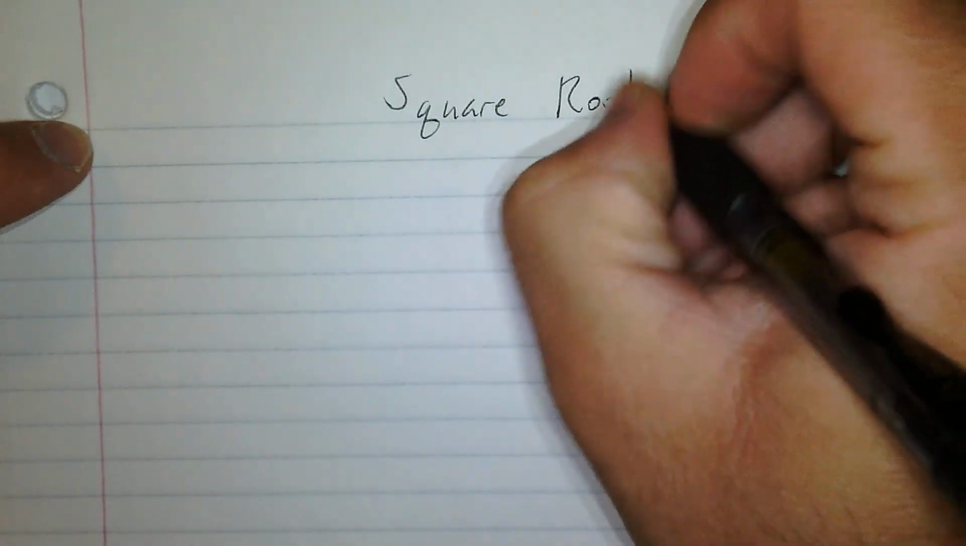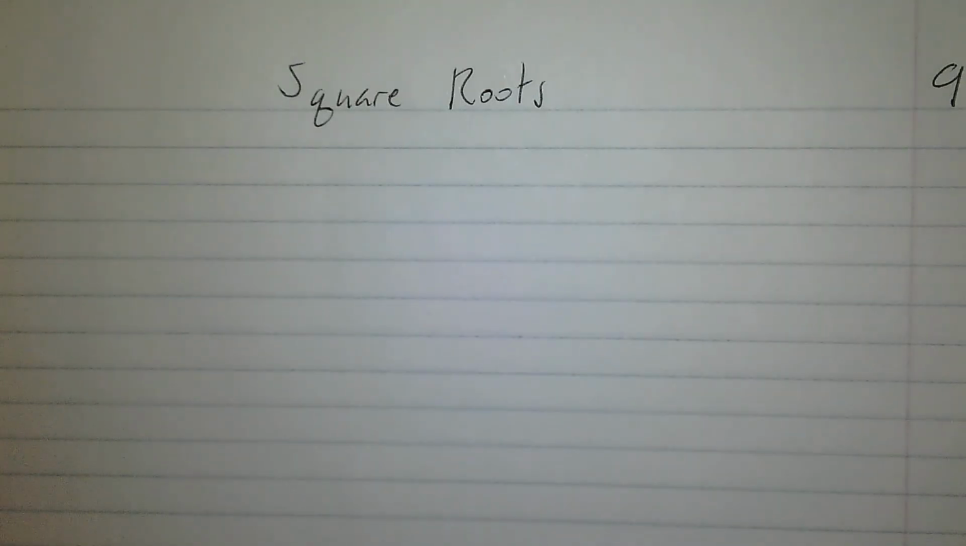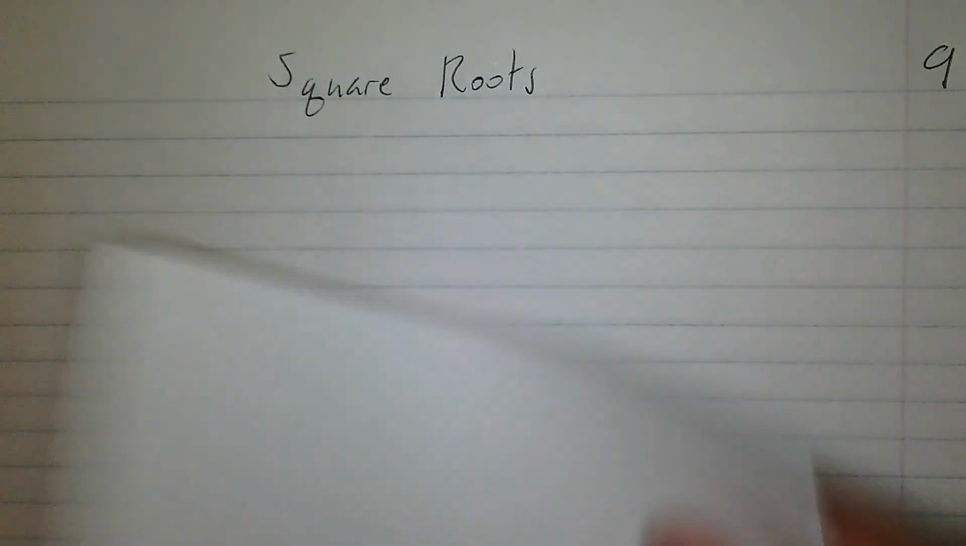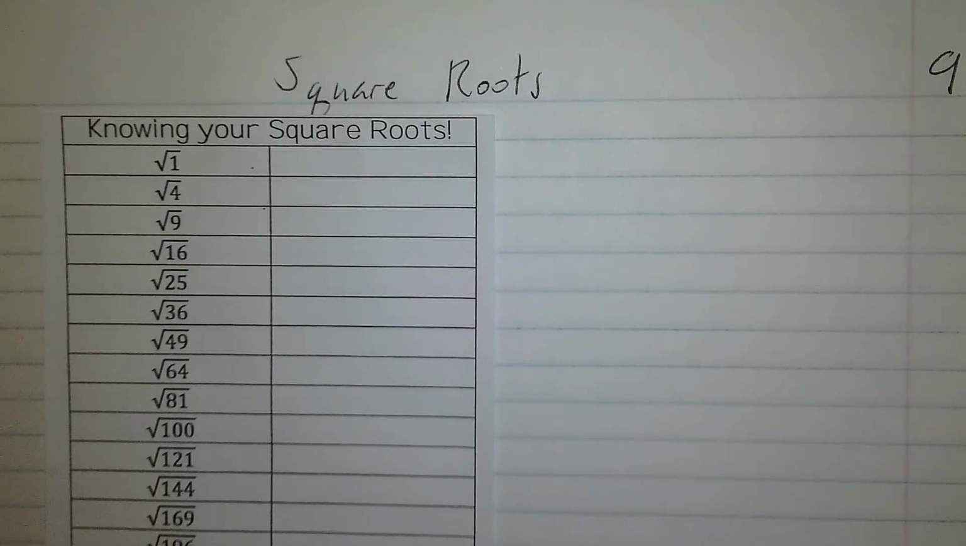Now, just like the page before, we're going to set up our notebook exactly the same way. Title it Square Roots. Page number 9. Take this, put glue on it, and then put it right here. Alright, now that I have that glued in, I'm going to put the other one right here to this page.